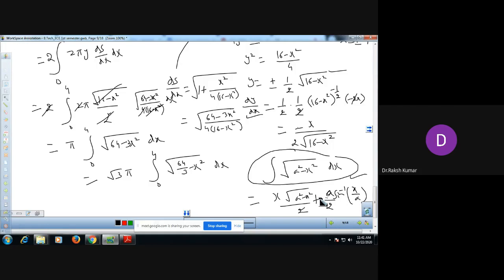If I am not wrong, this should be a square. I think so. This should be a square or a. Please check it before applying. The remaining formula is fine. You apply this formula here and put in the limits. Okay.